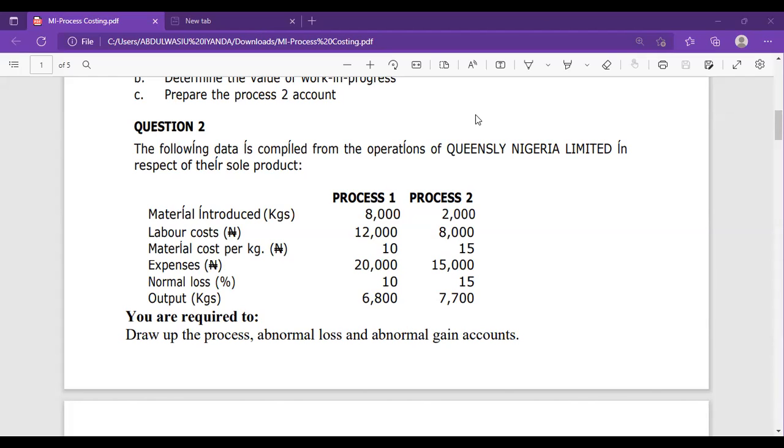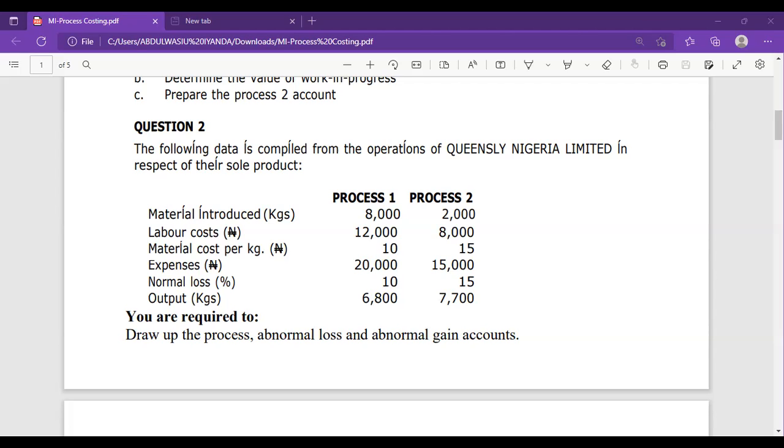Why? What happened? Is there any carelessness of some labor that resulted in this? Because this is much. We don't expect abnormal loss. We only pray that we should have abnormal gain. We are expecting 7,200. Let's say we now have 7,400. That means we have an abnormal gain of 200. That's good now.